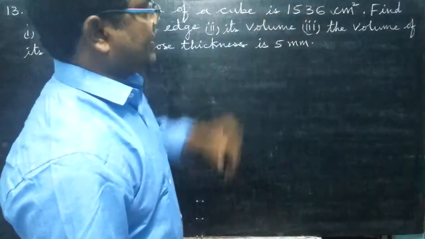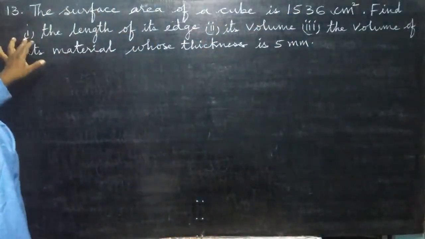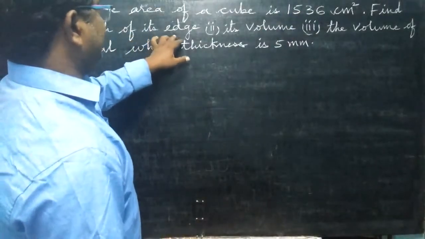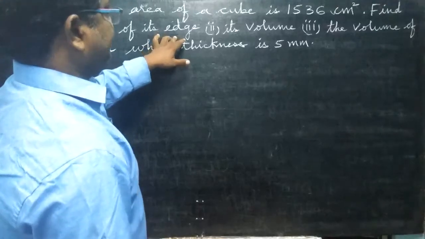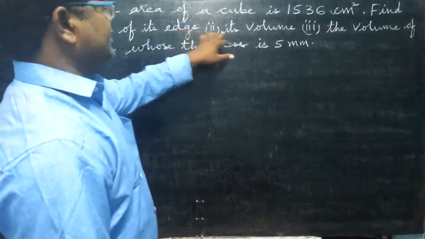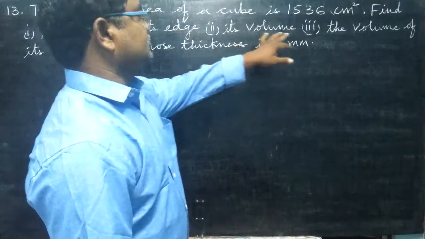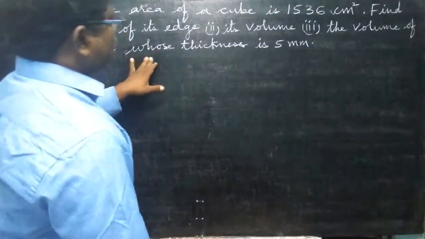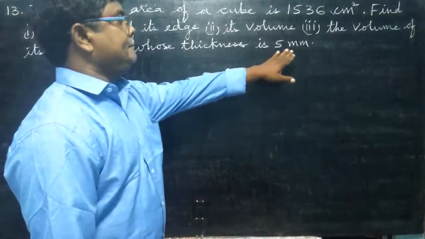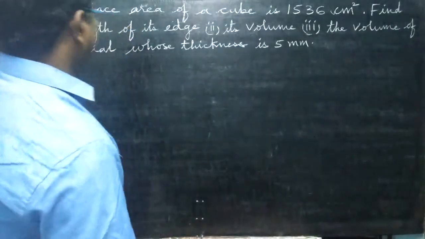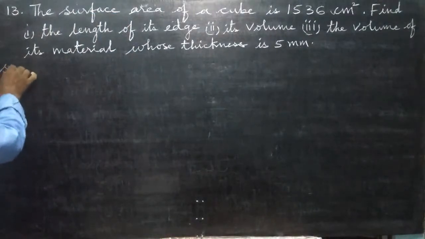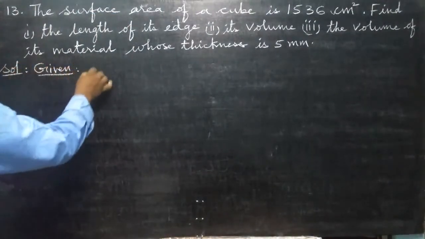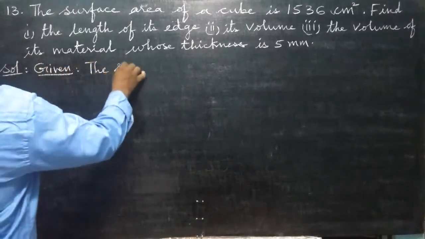13th problem. The surface area of a cube is 1536 centimeters square. Find, first one, the length of its edge, meaning the side of the cube. Second one, its volume. Third one, the volume of its material whose thickness is 5 millimeters. Millimeters they have given. Solution. Given.